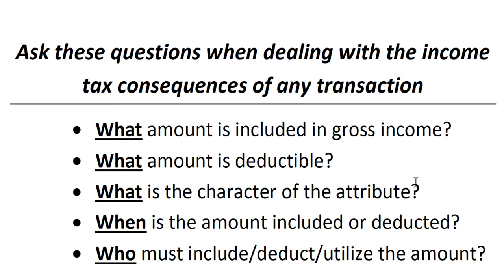So what amount is included in gross income? What amount is deductible? What is the character of the attribute? When is the amount included or deducted? And who must include, deduct, utilize the amount?